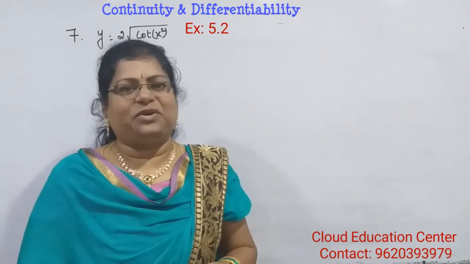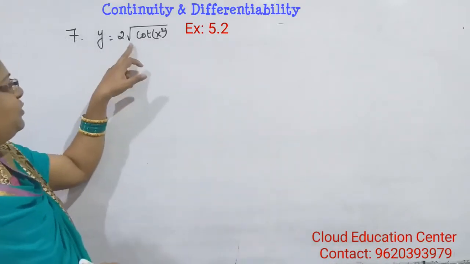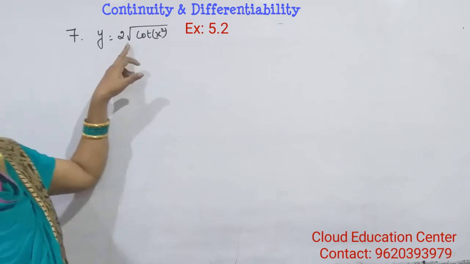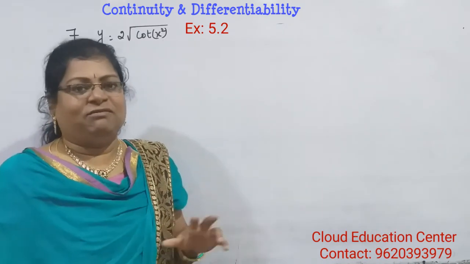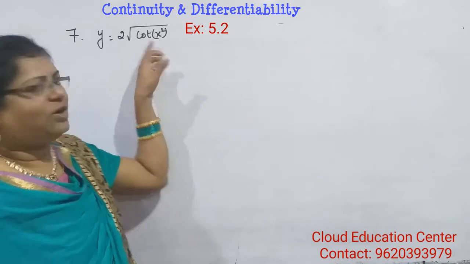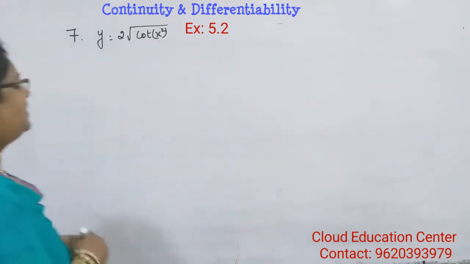Hello everyone, now we are going to solve this problem. y equal to 2 root of cot x square. Here we are supposed to use the chain rule. y means root is there, then cot, inside cot we have an x square function. Okay, we'll check it out.